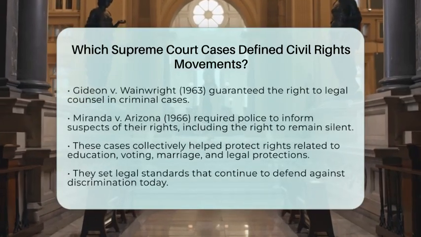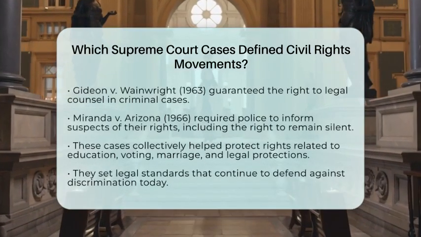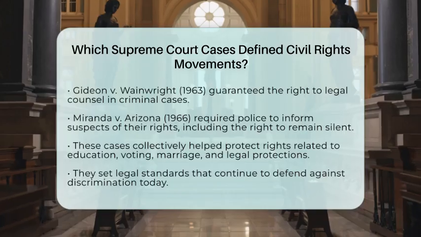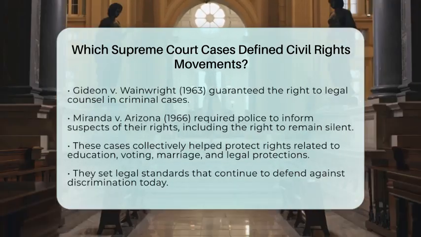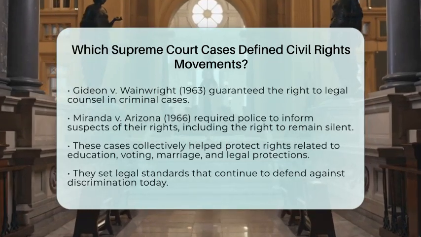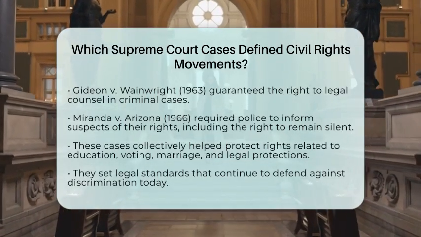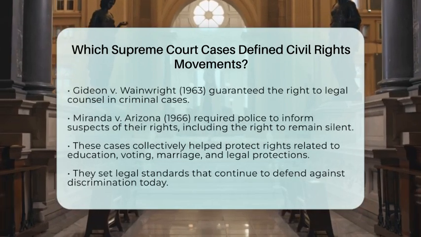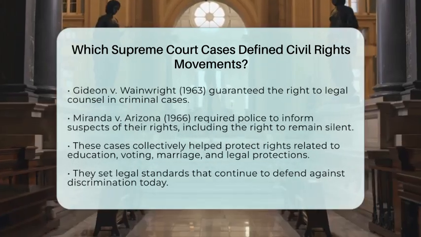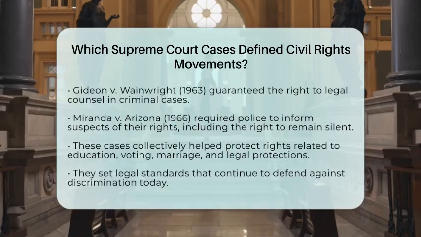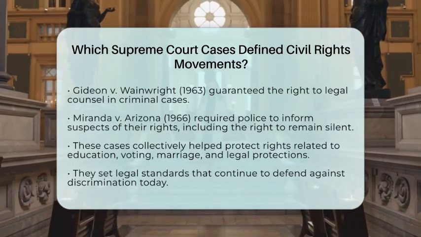Other important cases include Baker v. Carr in 1962, which allowed courts to review how legislative districts are drawn to ensure fair representation. Gideon v. Wainwright in 1963 guaranteed the right to legal counsel in criminal cases. And Miranda v. Arizona in 1966 required police to inform suspects of their rights, like remaining silent and having an attorney.